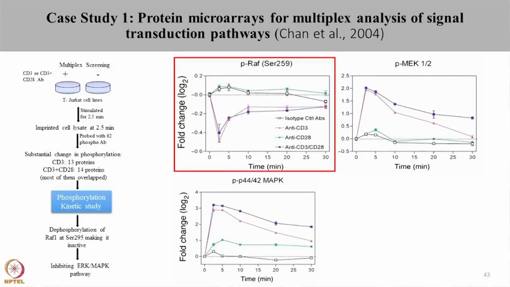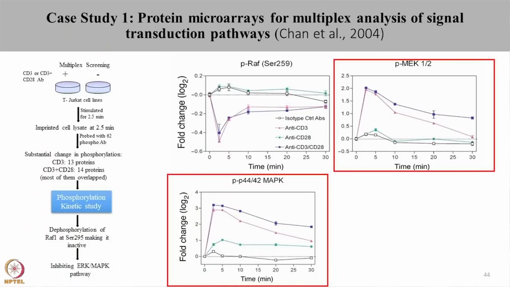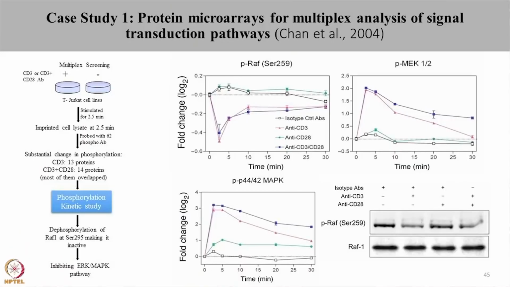Further, they studied the phosphorylation patterns of MEK and MAPK proteins. This phosphorylation pattern matched well with the dephosphorylation patterns of RAF protein, and as the RAF protein dephosphorylated, increased phosphorylation of MEK and MAPK was seen at 2.5 minutes, which substantially degraded over the period of 30 minutes in the cells treated with CD3 antibodies and the cells treated with CD3 and CD28 antibodies in combination. This dephosphorylation of RAF was further cross-checked using Western blot.